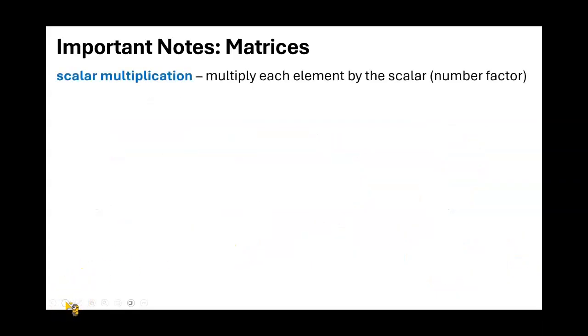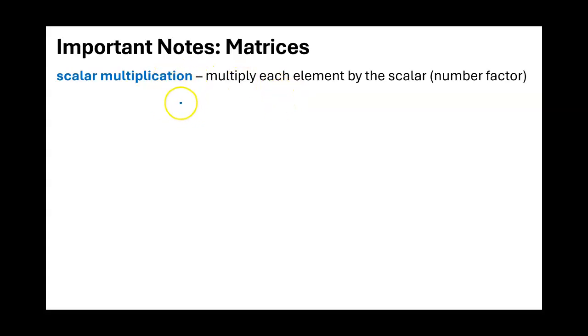Now, the next part is the multiplication. With matrices, we have two kinds of multiplication. The first one is what we call scalar multiplication. With scalar multiplication, you have a scalar or a number factor, and all you need to do is multiply that number to every element in the matrix.